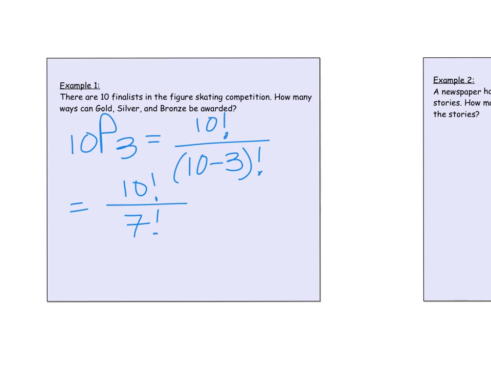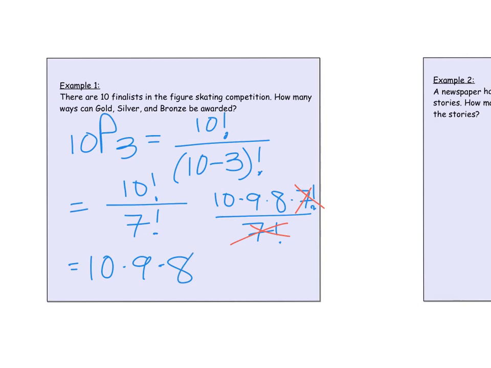On top would be 10 times 9 times 8 all the way down, but I'm going to stop it at 7 because then with the 7 on the bottom, they just cancel out. So it'd just be 10 times 9 times 8. I get 720. So there's 720 different ways. I'll show it in Desmos here now too.